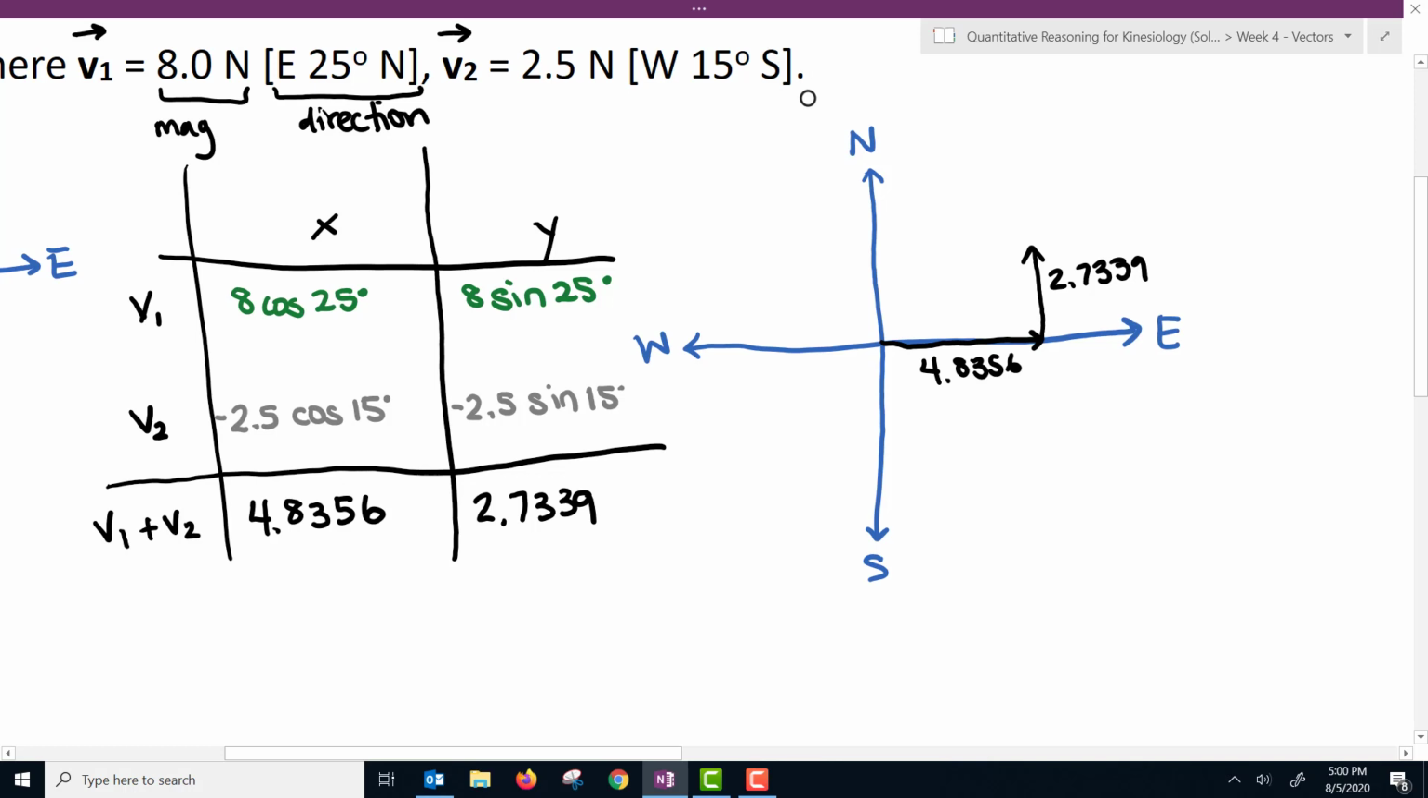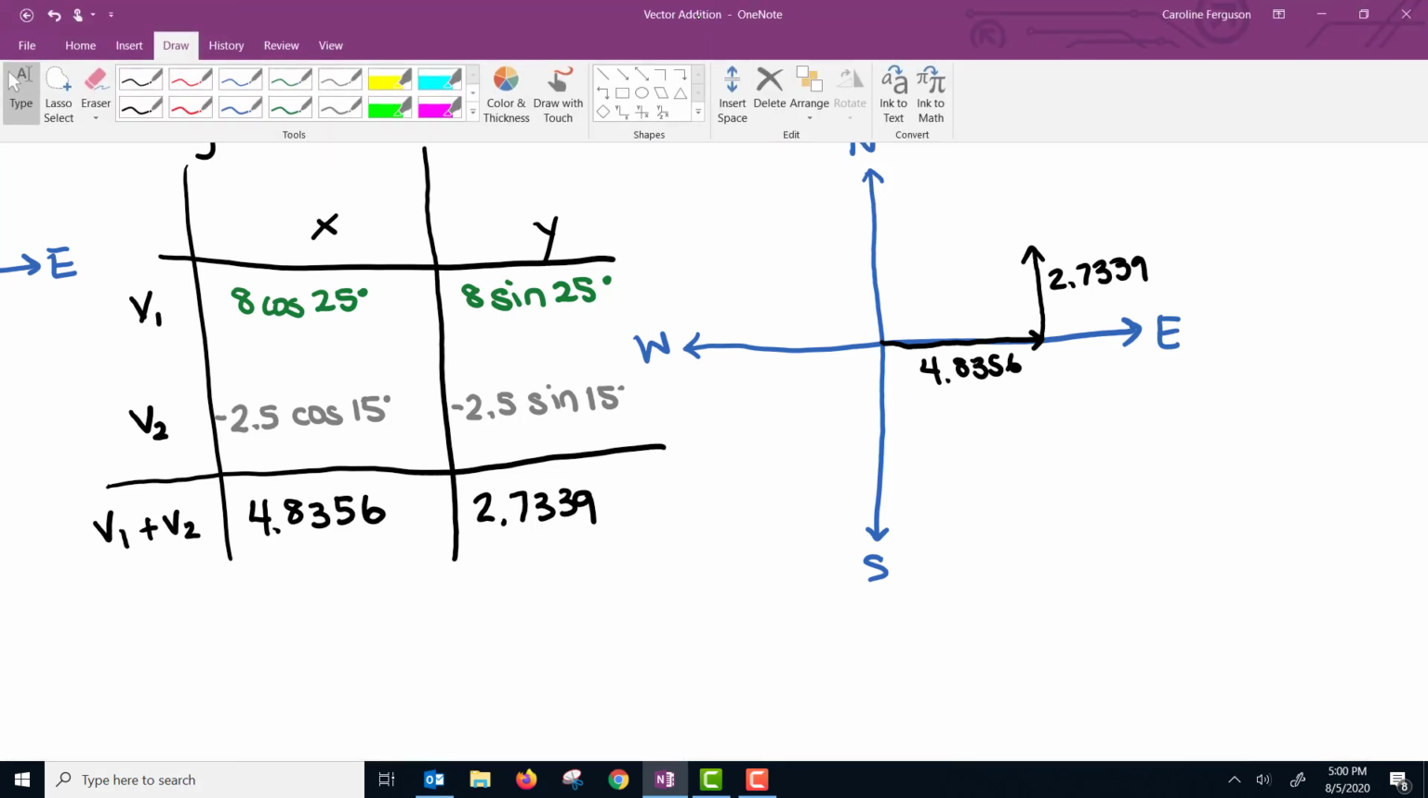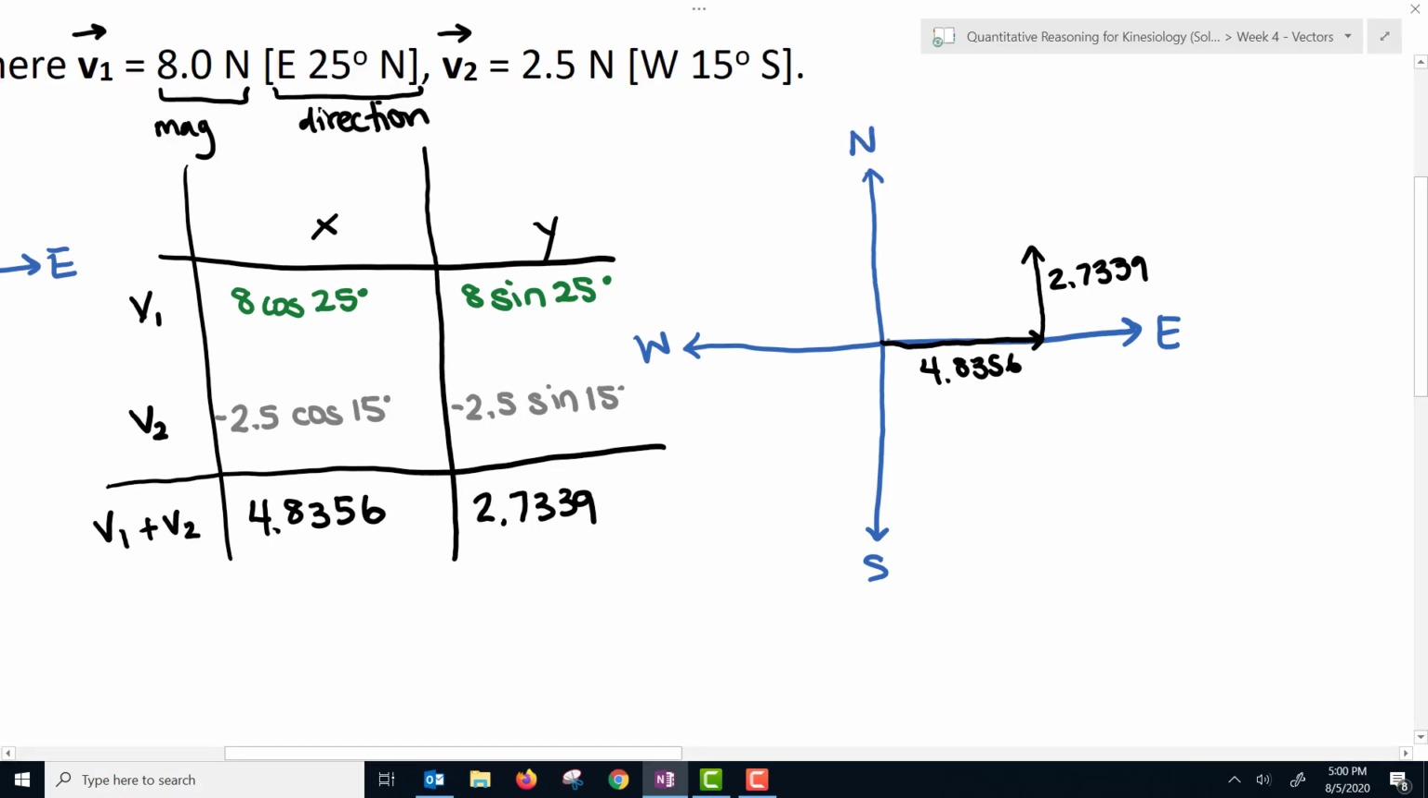Now my resultant vector always starts from the beginning of the first vector, which is right here, and ends at the end of the last vector. So it goes like this. So this is my resultant. This is my v1 plus v2. So this is what I'm looking for.